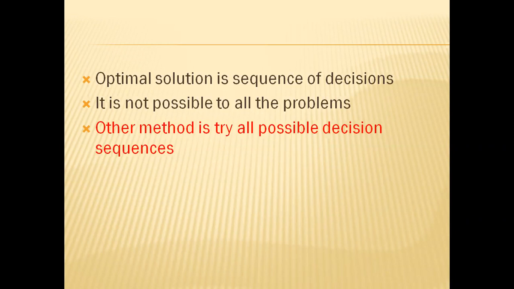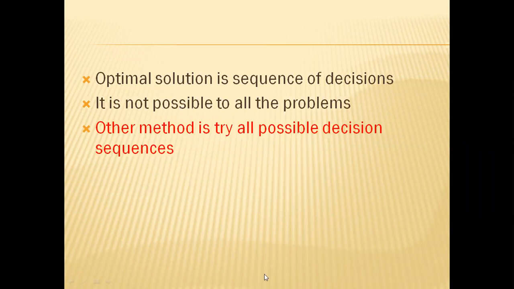The optimal solution is found based on a sequence of decisions. First you select the minimum cost edge, next you select the next minimum cost edge, and again the next minimum cost edge. That is the sequence of decisions. But a single sequence of decisions is not possible for all problems. Another method is to try all decision sequences.